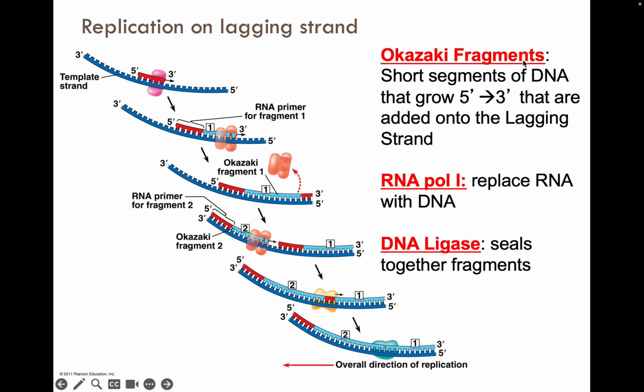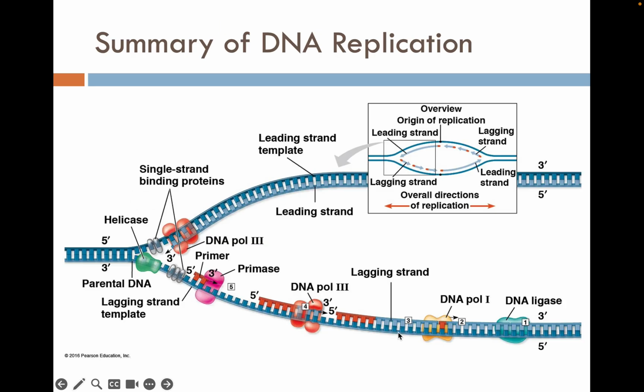So Okazaki fragments are the short segments of DNA that grow 5' to 3' and are added to the lagging strand. DNA polymerase I replaces the RNA primers with DNA. And then DNA ligase seals together the Okazaki fragments to make a long, continuous, complementary strand of DNA here.